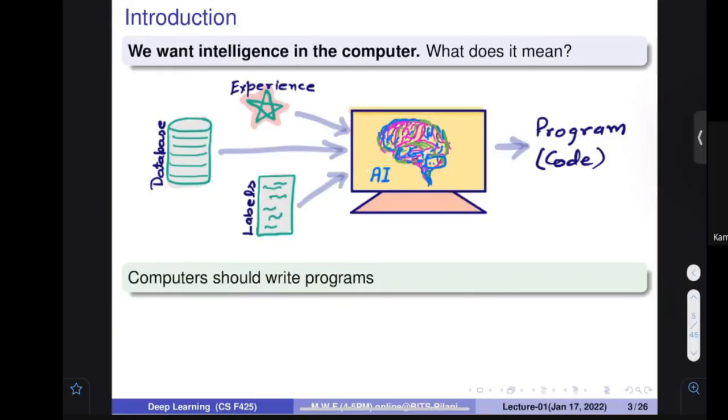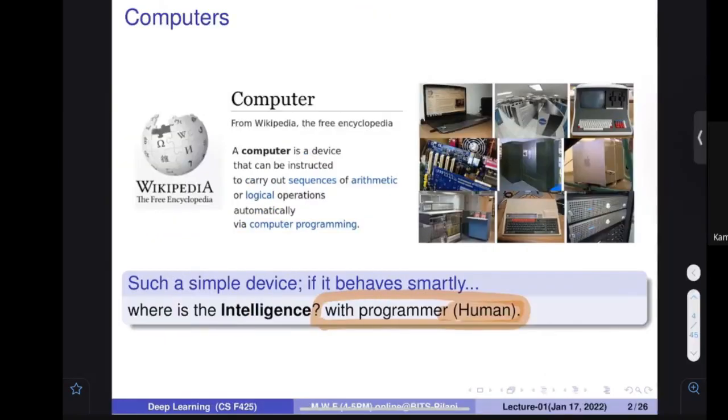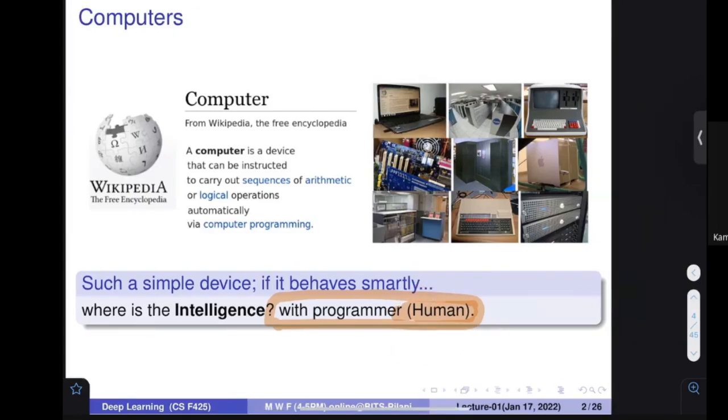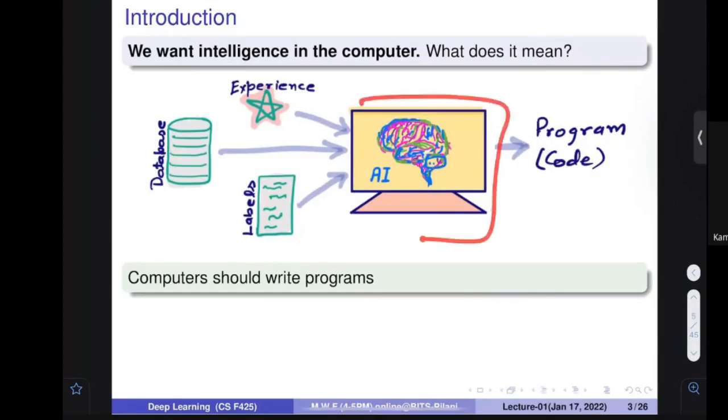If we talk in a more abstract way, we want the computers to be intelligent. What do I mean by this? When humans are making the computer intelligent, we don't want this part. We want the computer by itself to manifest artificial intelligence. Okay, what do I mean by intelligence?